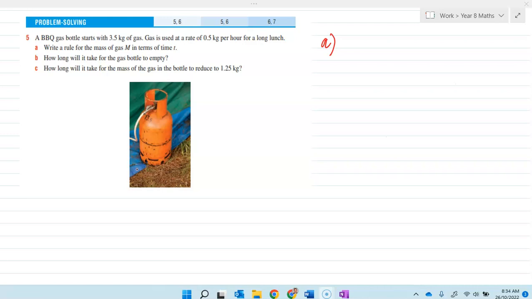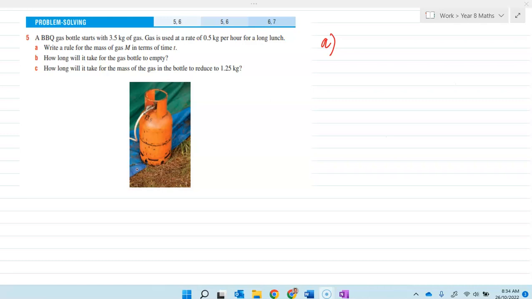Let's have a look at one of the problems in 9H. Question 5. A barbecue gas bottle starts with 3.5 kilos of gas, and gas is used at a rate of 0.5 kilos per hour for a long lunch. Write a rule for the mass of gas in terms of time, t.